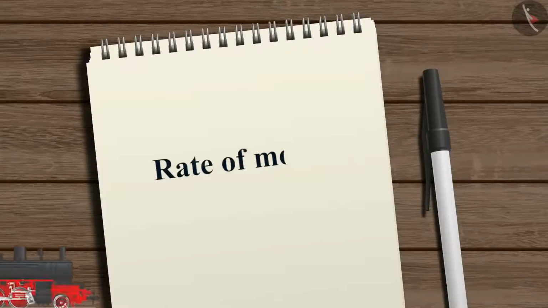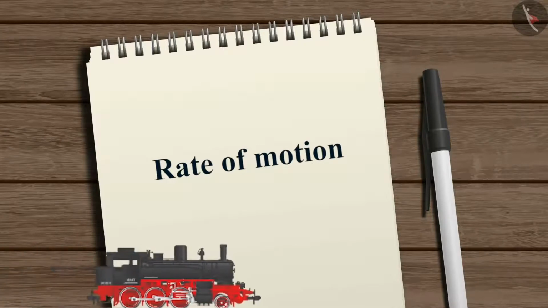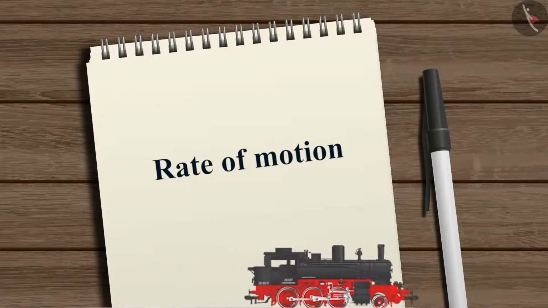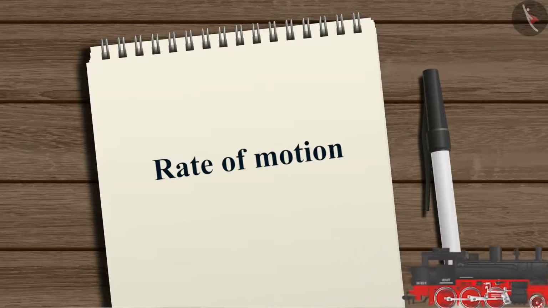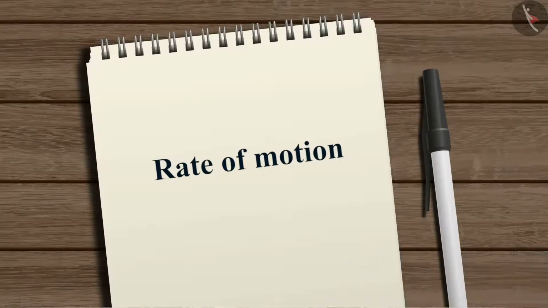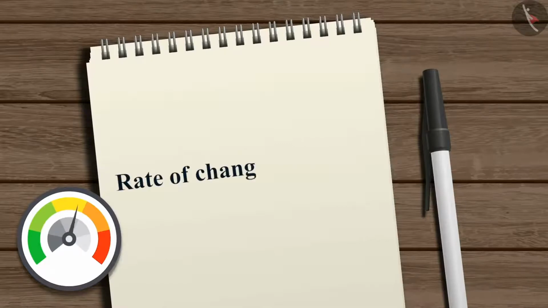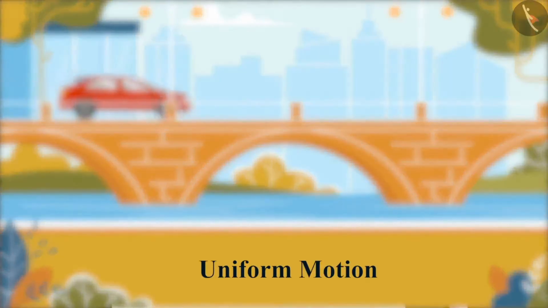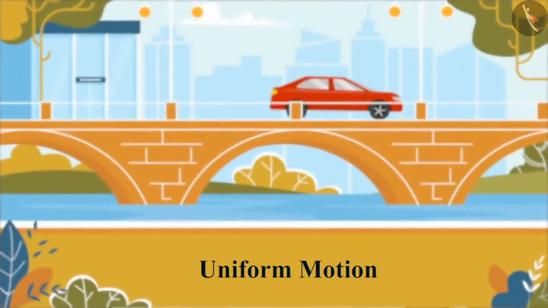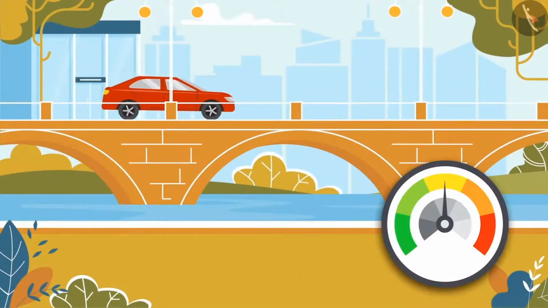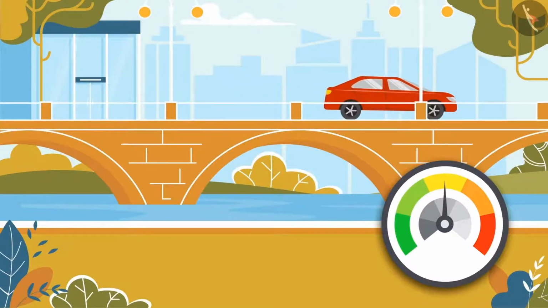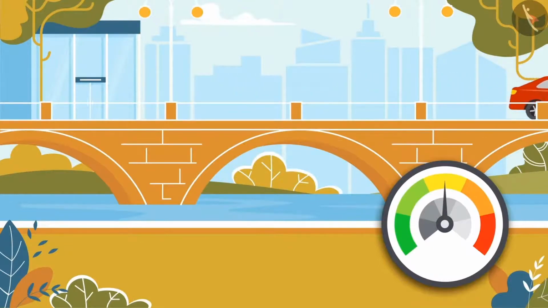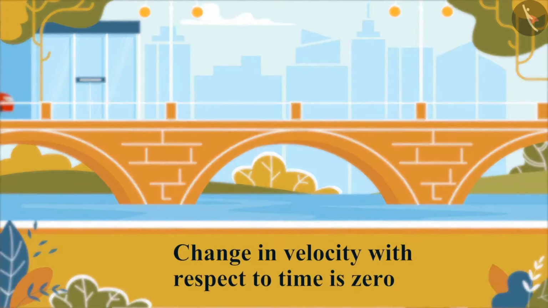Earlier, we learned about the rate of motion, which is the rate of change of position of an object in the given time interval. Now, let's study the rate of change of velocity. Suppose a car is in uniform motion moving on a straight road. Its velocity doesn't vary with time and hence remains constant. The change in velocity with respect to time is 0.